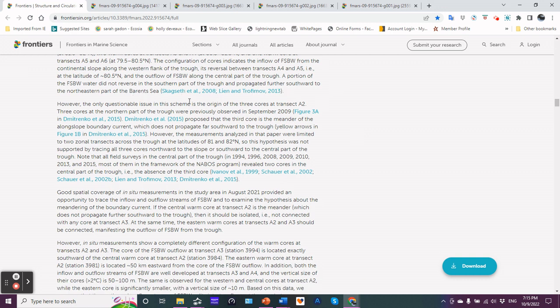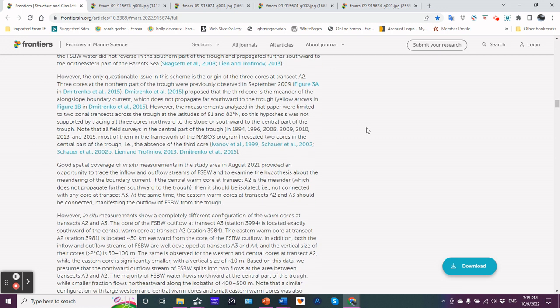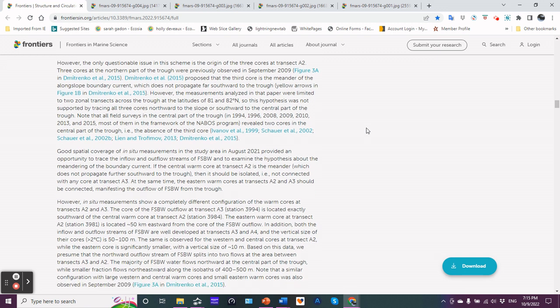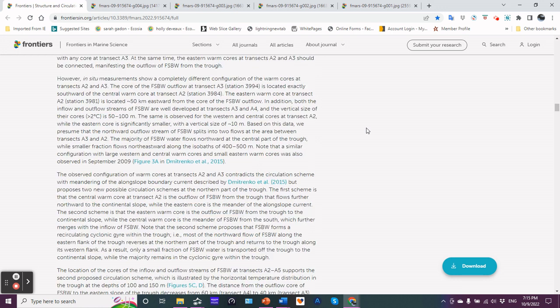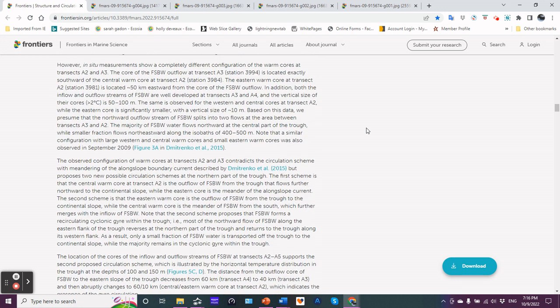So they discuss some other aspects, and they're getting into the really fine details here. I'll let you read through the details here.